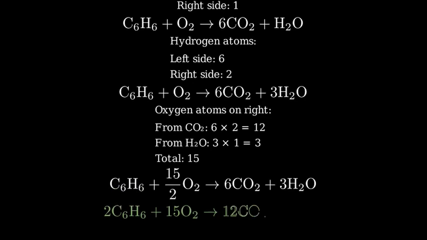This gives us our final balanced equation. 2 C6H6 plus 15 O2 yields 12 CO2 plus 6 H2O.